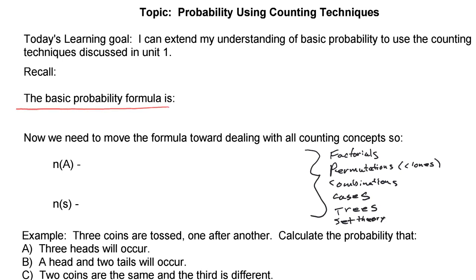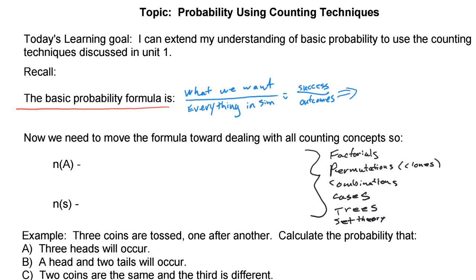Now, the basic concept of probability. All right, when you think of probability, in English, I would say it's what we want over everything in the simulation. Another way to look at it would be the success over all the outcomes that we have, which leads us to the basic equation. The probability of A is equal to NA over NS, the number of outcomes.